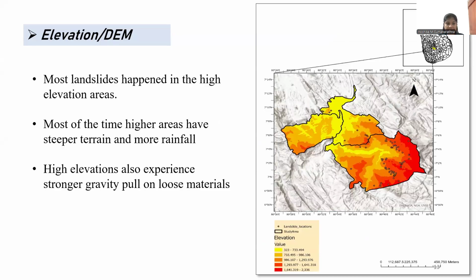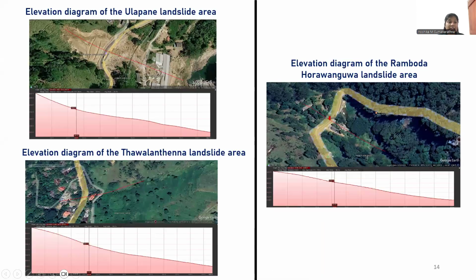Second one, elevation. We identify most landslides happen in high elevation areas. Most of the time, higher areas have steep terrain and more rainfall. High elevation also experiences stronger gravity pulls on loose materials. This slide shows the elevation diagram of the Ulapane, Thavalantana landslide area and the Ramboda Horawanguwa landslide area.